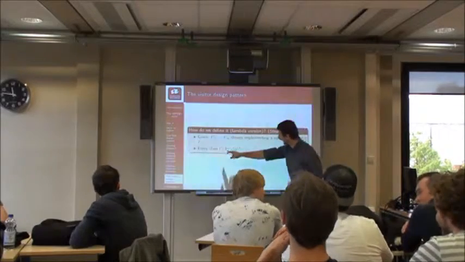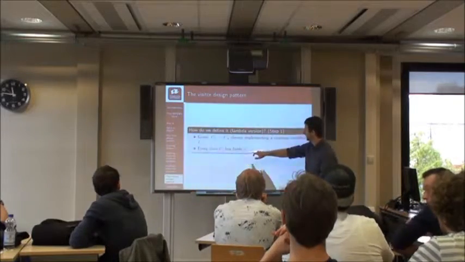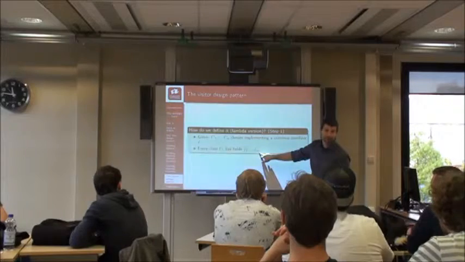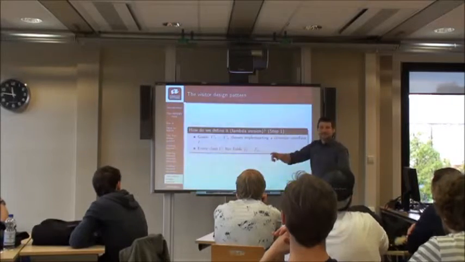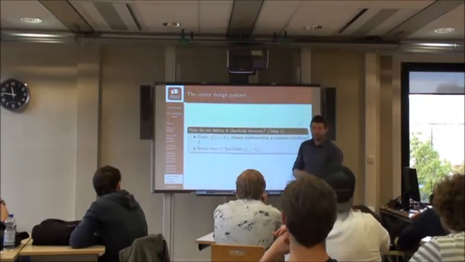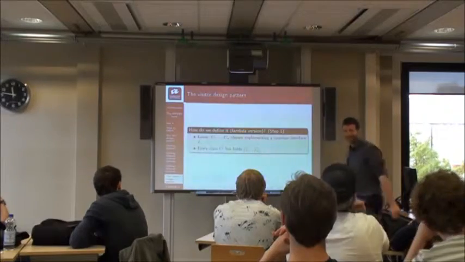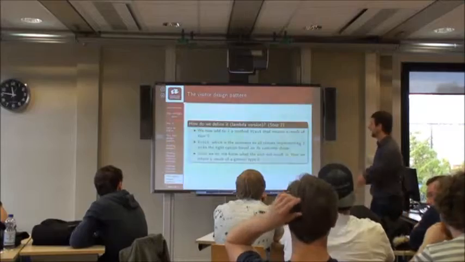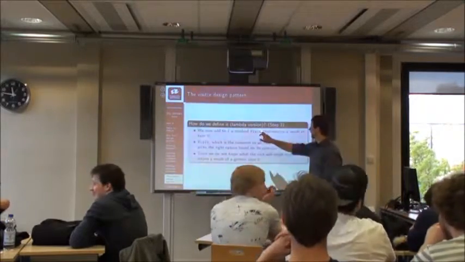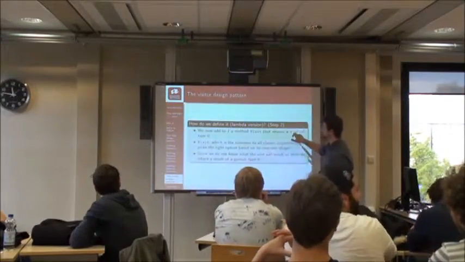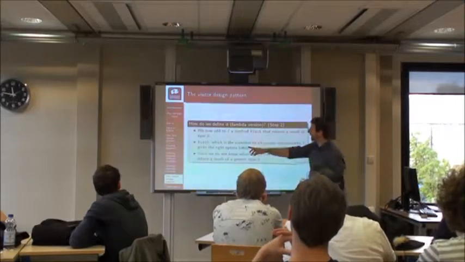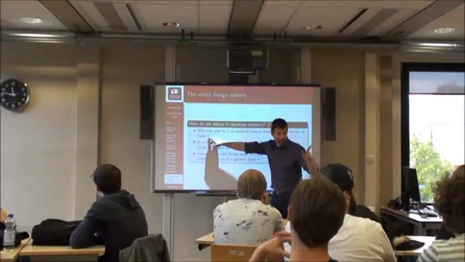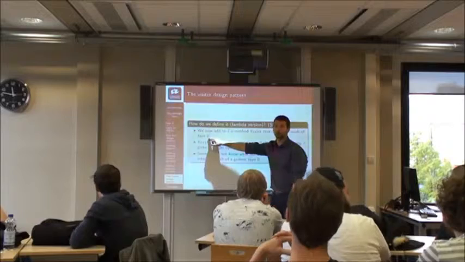Good. And every class has a bunch of fields, F1 through Fn. Because they're fields. Now, we add to I a method visit that returns a result of a generic type U. A generic type U, because we don't know and we don't want to.